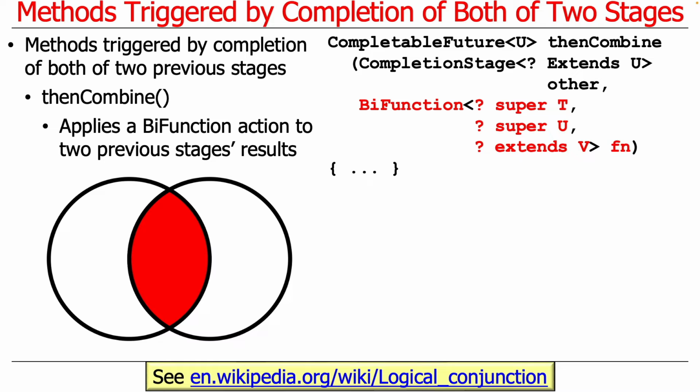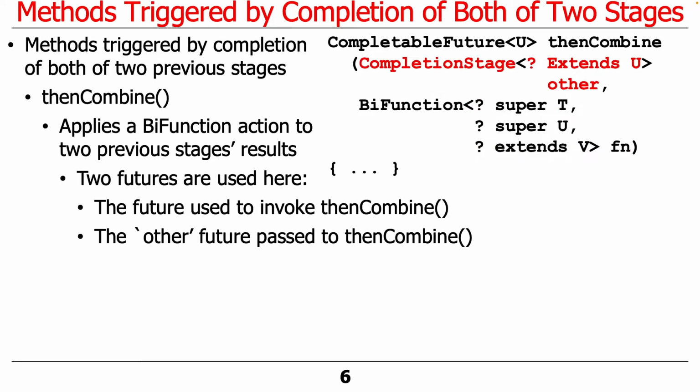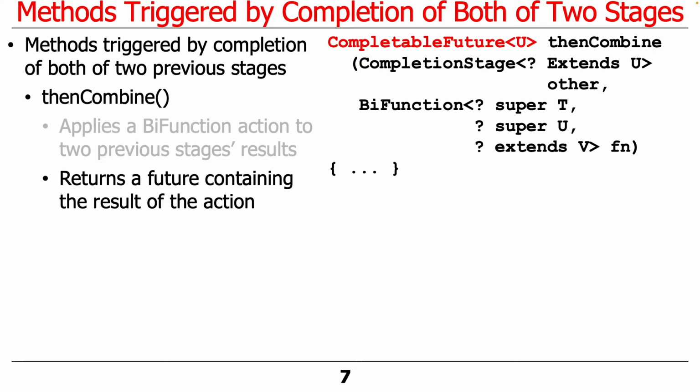And as I mentioned before, this is basically a logical conjunction. Both actions have to finish before anything else gets done. Both previous actions have to finish. There are actually two futures used here, two completable futures. There's the future that's used to invoke thenCombine, which I don't show here because this is just the method signature, but you call this method. It's a non-static method, so you have to call it in the context of some object, some completable future. And then there's the other future that's passed to thenCombine, and that's this one here. So the first parameter is this other future.